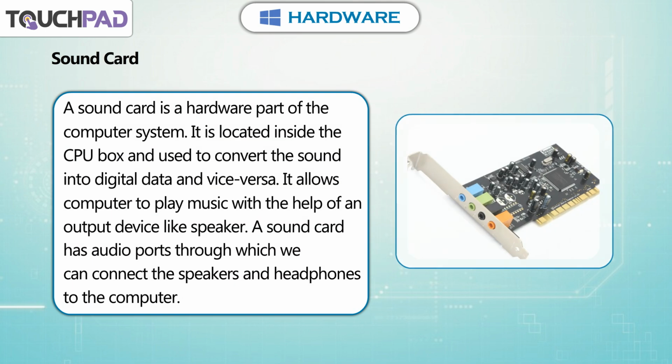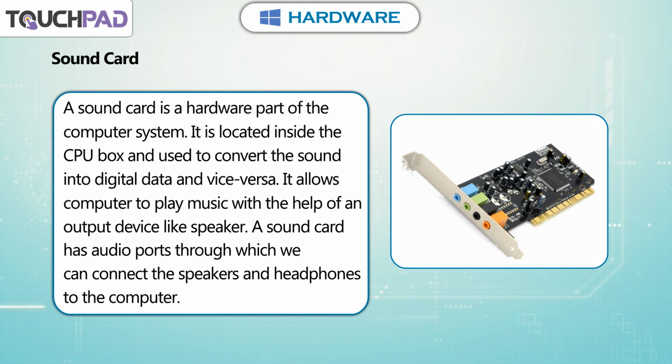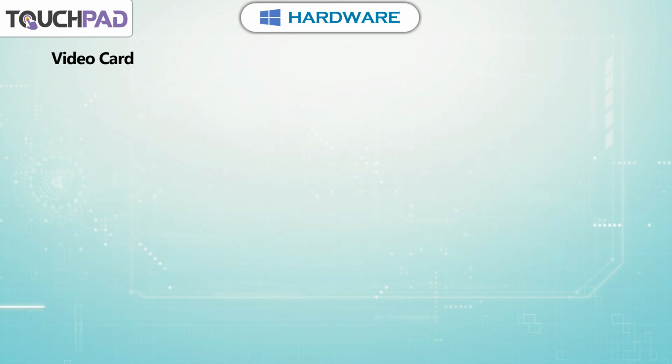Sound card. A sound card is a hardware part of the computer system. It is located inside the CPU box and used to convert the sound into digital data and vice versa. It allows the computer to play music with the help of an output device like a speaker. A sound card has audio ports through which we can connect the speakers and headphones to the computer.